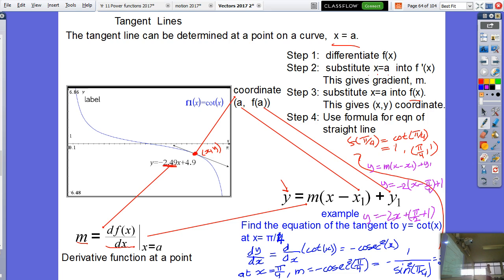So it's that kind of approach to determining your tangents. Does everyone make sense of the steps? Beautiful.